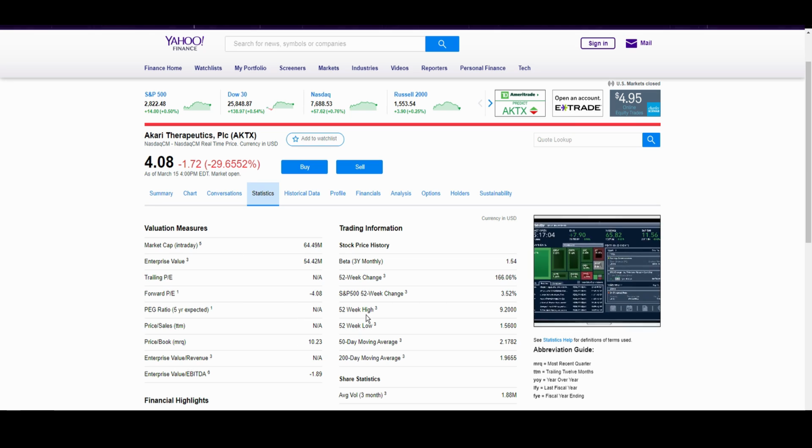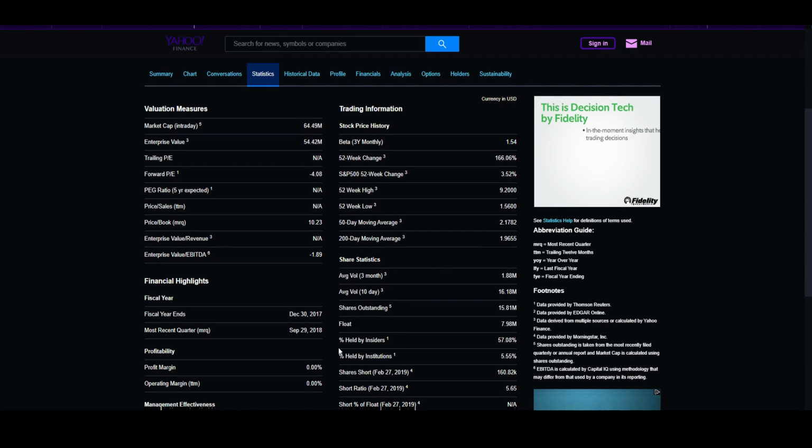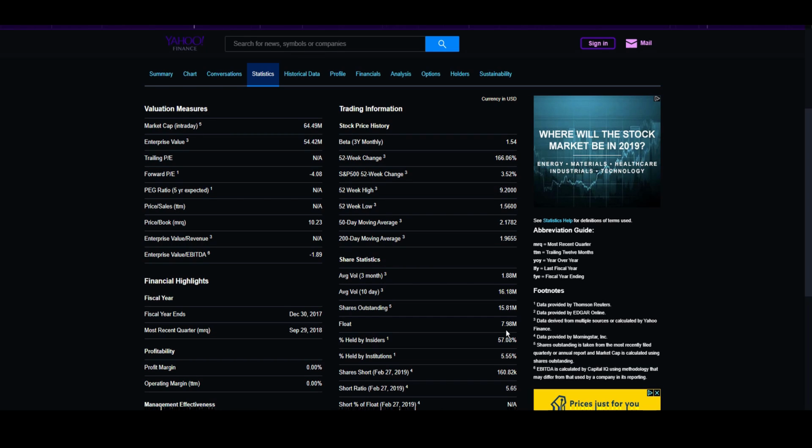On Yahoo Finance here, you can see AKTX. The float on this, they're saying, is almost 8 million, and the shares outstanding is 16 million. I'm going to keep in mind, and go more off of what Yahoo Finance is saying with the float, with it being 8 million.